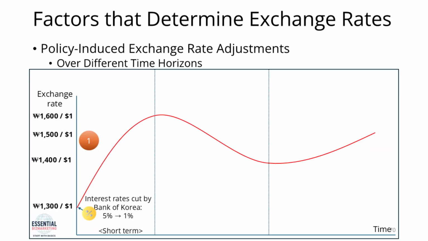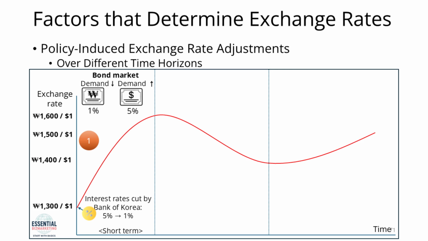Exchange rates respond to policy changes over time, not all at once. When interest rates shift or expansionary policies are introduced, the exchange rate moves through three phases: short-term, mid-term, and long-term, each driven by different economic forces. For example, the Bank of Korea cuts interest rates from 5% to 1%.